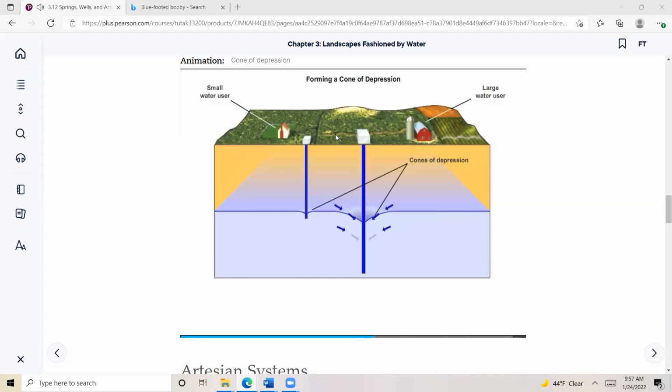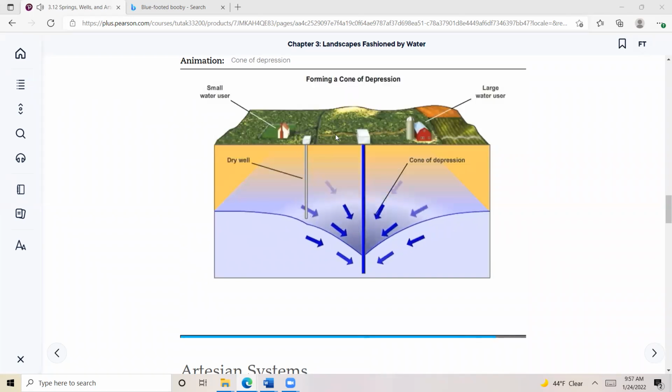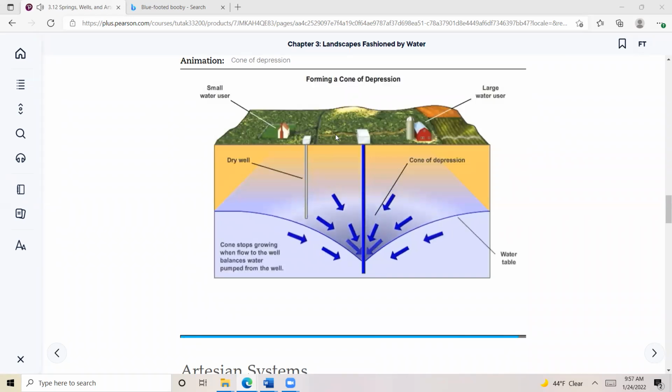A cone of depression will grow larger until the rate of groundwater recharge matches the rate of groundwater pumping. Notice that the cone of depression in the water table around the more heavily used well grows larger than the cone around the less heavily used well. The cone of depression around the heavily used well eventually grows so large that the water table drops below the level of the shallower well, which then goes dry.